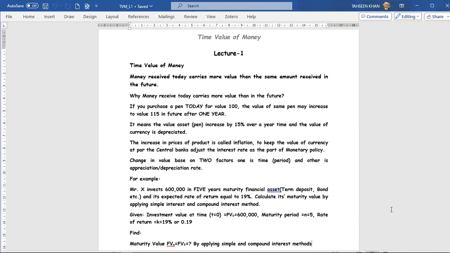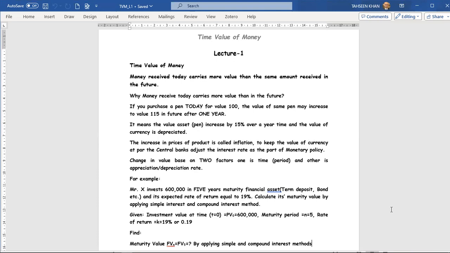If you purchase a pen today for value 100, the value of the same pen may increase to value 115 in future after 1 year. It means the value of the asset, that is the pen, increased by 15% over a year. The value of currency is depreciated. So over the period, currency used to be depreciated, particularly in case of a developing and underdeveloped country. The increase in the price of the product is called inflation.